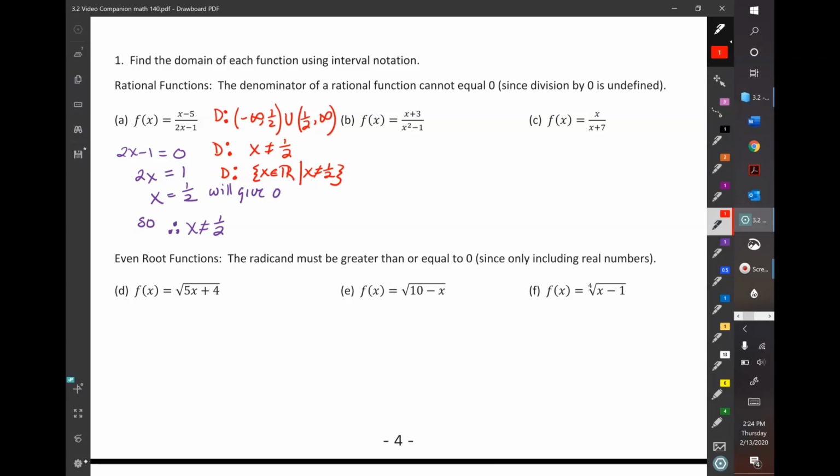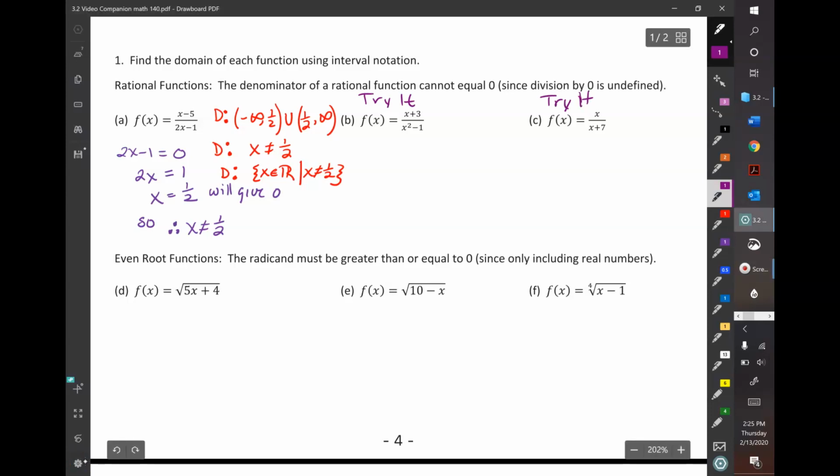B, we have f of x equals x plus 3 all divided by x squared minus 1. So we may need to factor sometimes. This one we can just use the square root method, which would be kind of easy. So go ahead and try that one. Set your denominator equal to 0 and see what you end up with. Same for C, we have f of x equals x over x plus 7. I feel like you guys can handle that. So go ahead and quick do that as a video try it, okay?